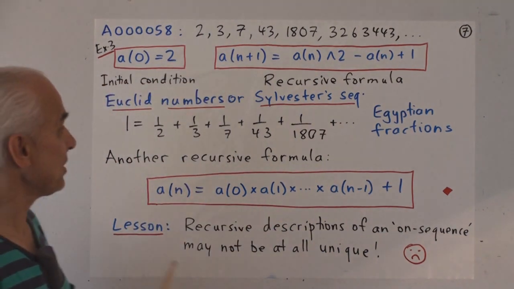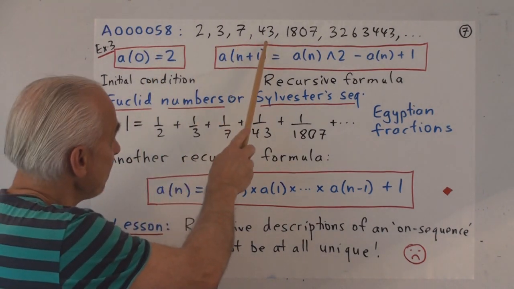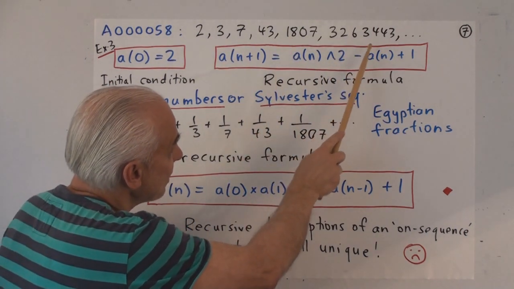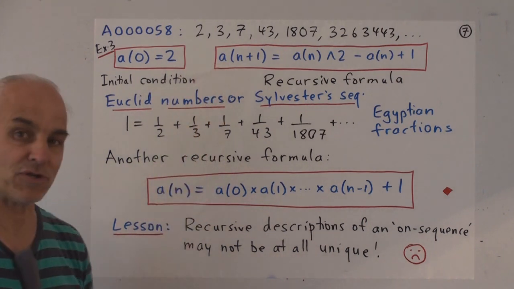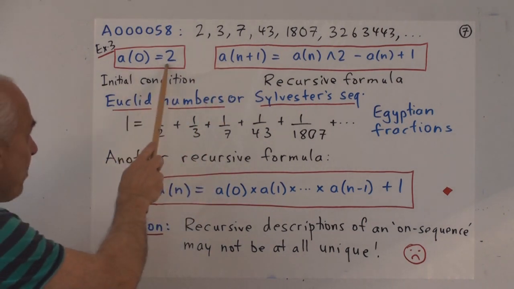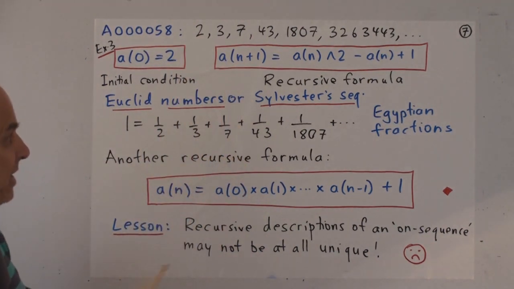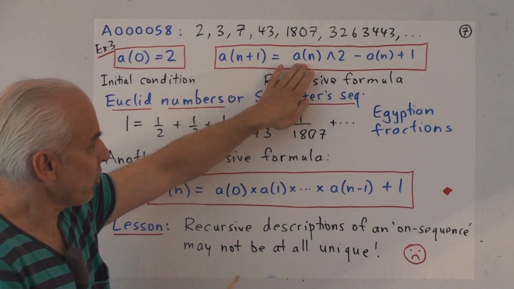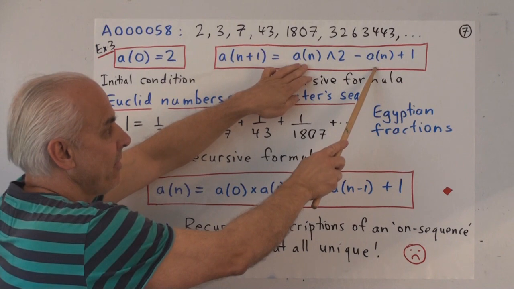We get a lot of interesting sequences, and here's another one, number 58, the sequence 2, 3, 7, 43, 1,807, and then 3,263,443, and so on. Probably the pattern is not very obvious from that, but here is a description of it as a recursive sequence. The first term is 2, and the n plus first term can be calculated from the nth term by doing the following. We take the nth term and square it, that's the exponent there, subtract the nth term, and add 1.